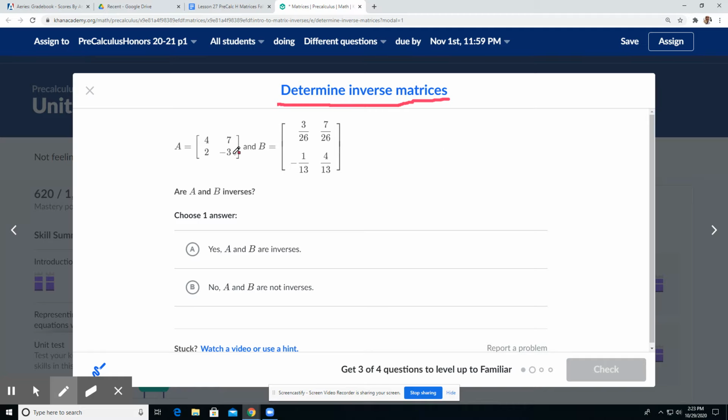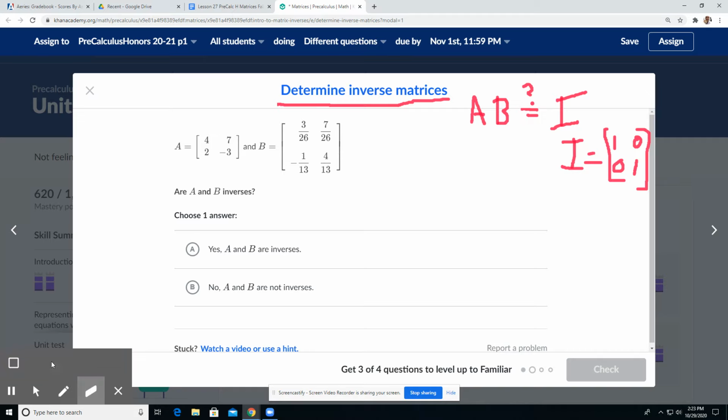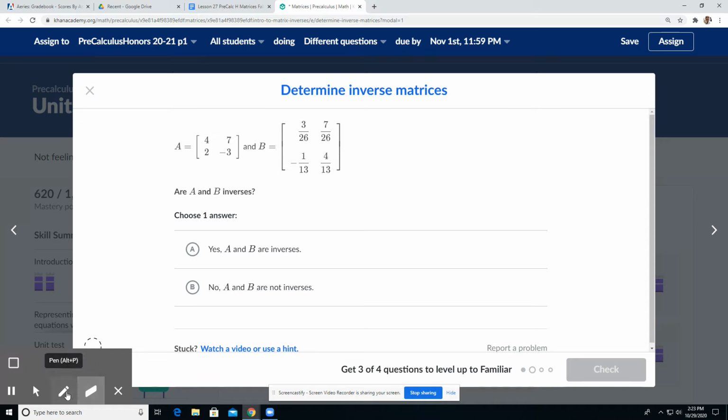because when you multiply them, you get 1. In this case, the question is, when you multiply A times B, do we get the identity matrix? The identity matrix for a 2 by 2 is 1 on the diagonals and zeros on the other entries. So is this going to be our answer? Well, only one way to find out, and that is to multiply them. There are a few ways to find out, but this is the introductory way.